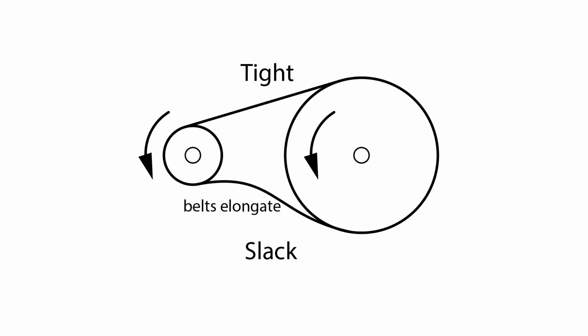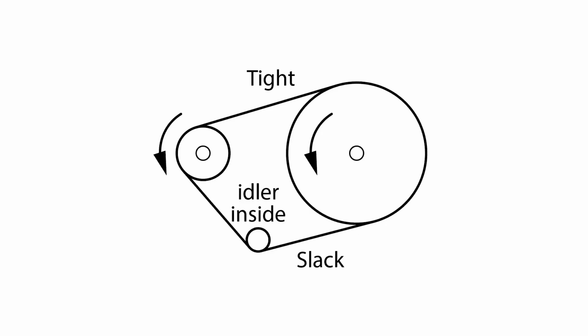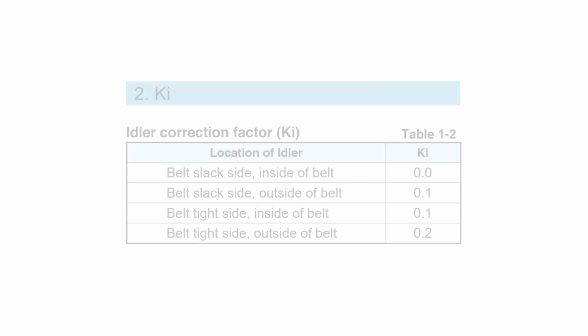To solve this, instead of increasing the center distance of the two pulleys, the engineer will put in an idler, as shown here, as a tensioner to tighten the belt. An idler is a kind of small pulley which is fitted to the pulleys and belt.